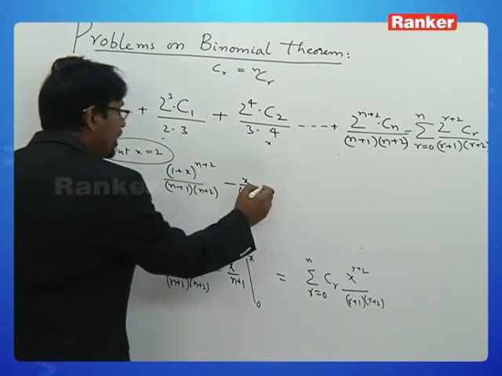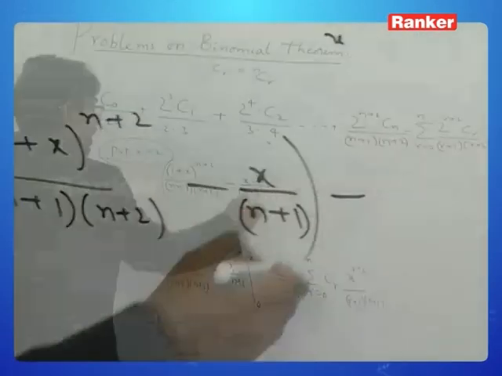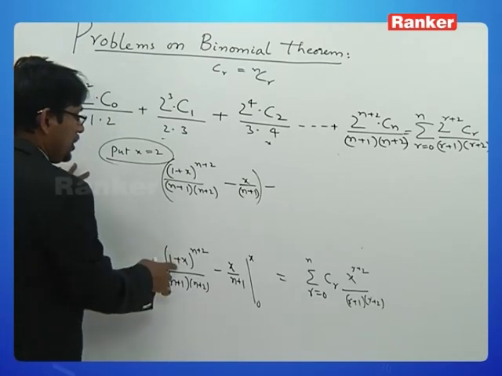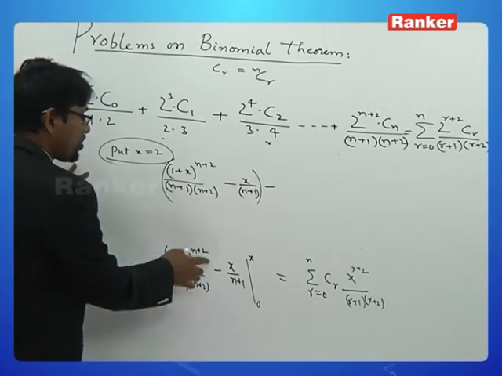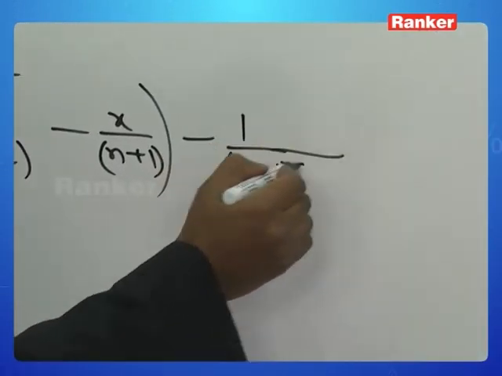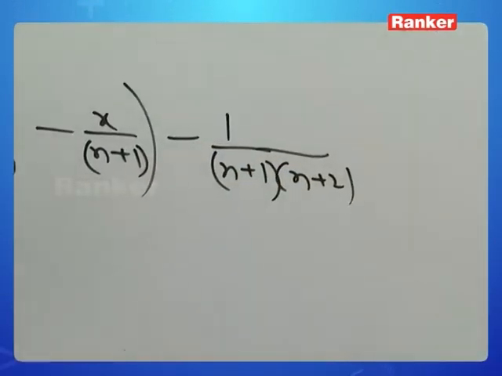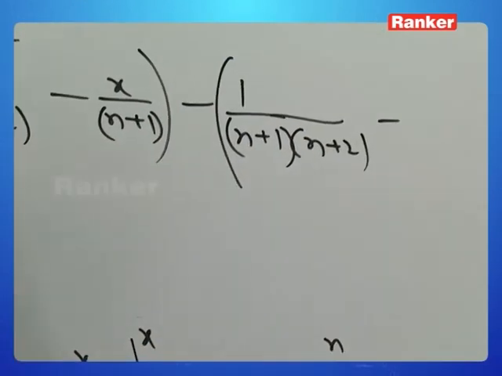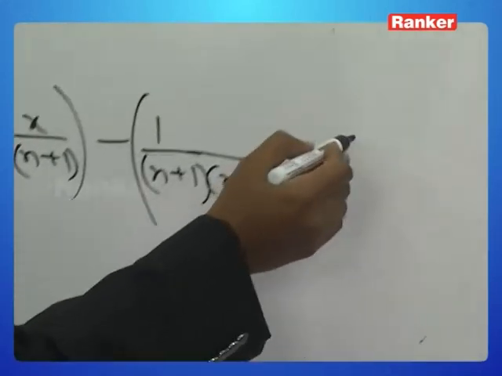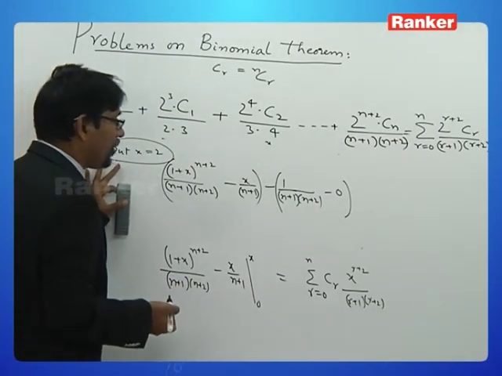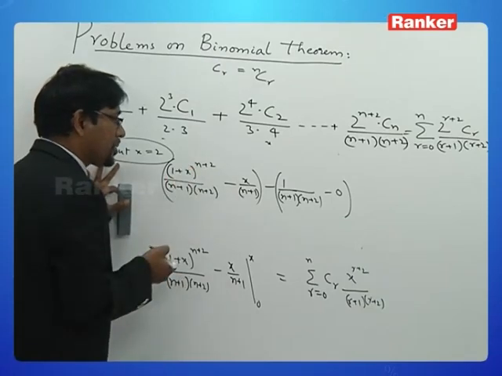When I go for the lower limit, I put x equal to 0. What do I get? 1 by 1 power n plus 1 by n plus 1 into n plus 2, minus of, that will anyway be 0, so we'll just leave it 0 there. So this is what we have here on the LHS.